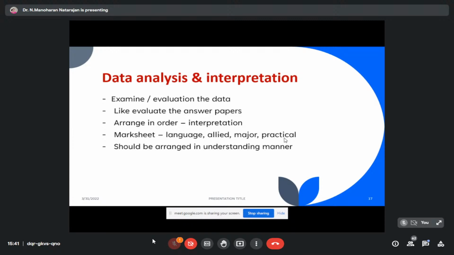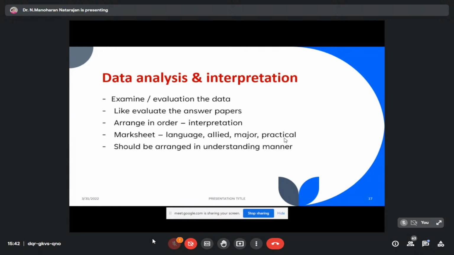It should be arranged in an understandable manner. Because in the first column, it shows the number of the student. In the second, the person who collects the data has a field as name. First one is the roll number, second one is the name, third one is the subjects. But the person collecting the data has wrongly marked it as name, roll number.